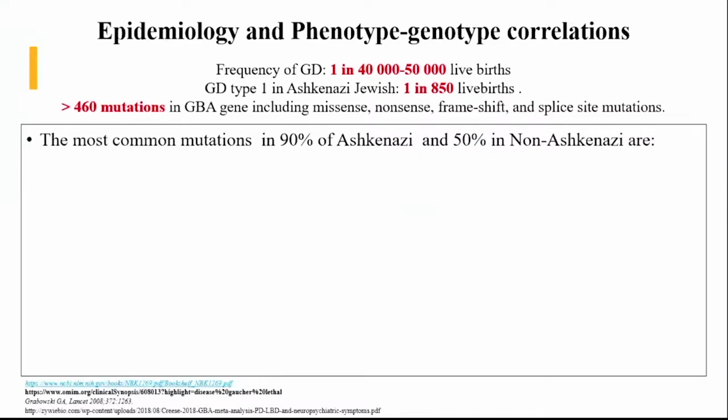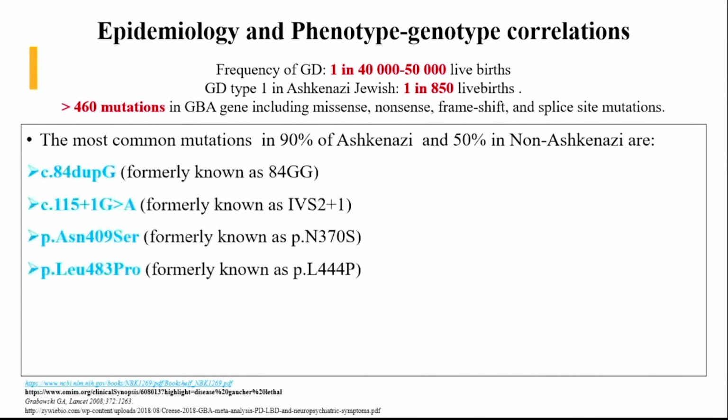So the frequency of Gaucher disease is 1 in 40 to 50,000 live births, but in Ashkenazi Jews, you know that it's higher. It's 1 in 850 births. And up to date, they have discovered above 400 mutations in the GBA gene. The most common mutations, in 90% of Ashkenazi Jews and 50% of non-Ashkenazi, are those 4 mutations.